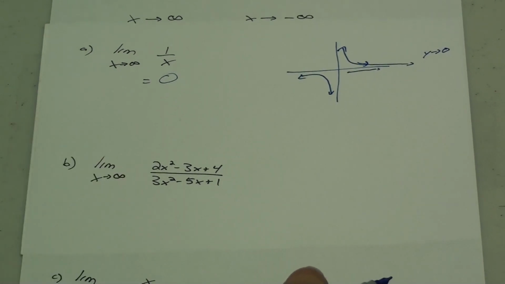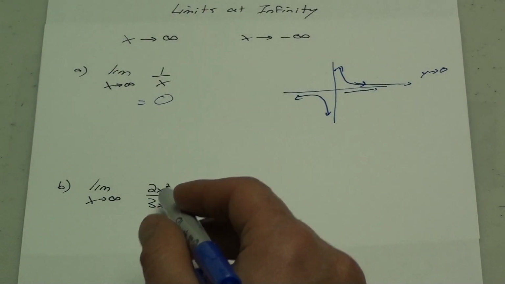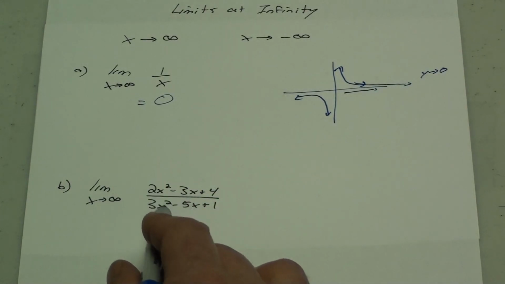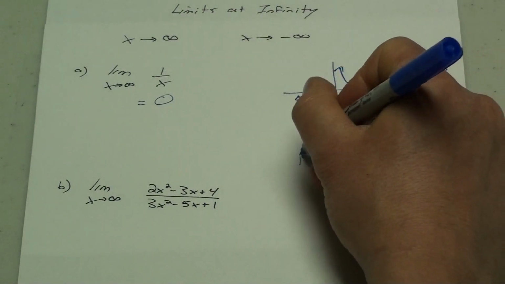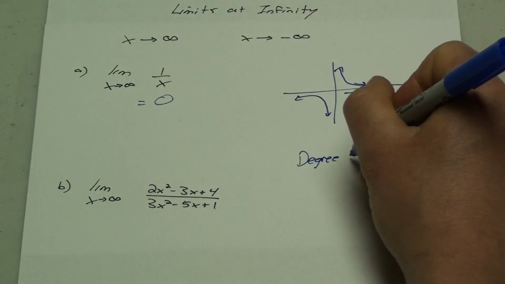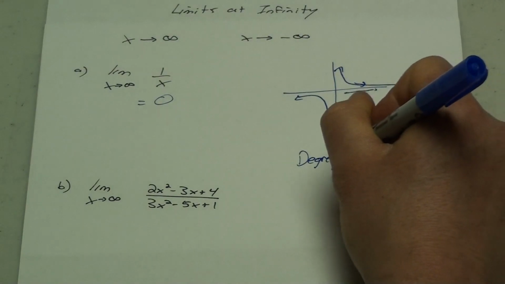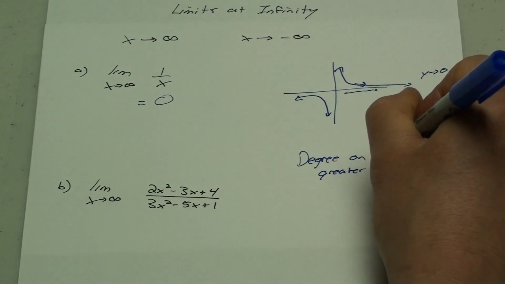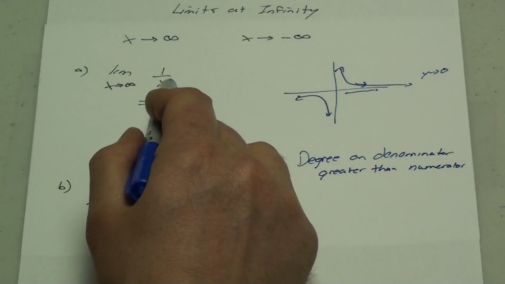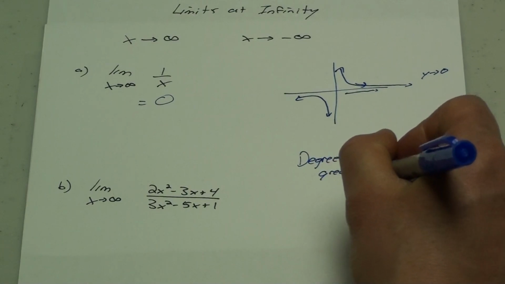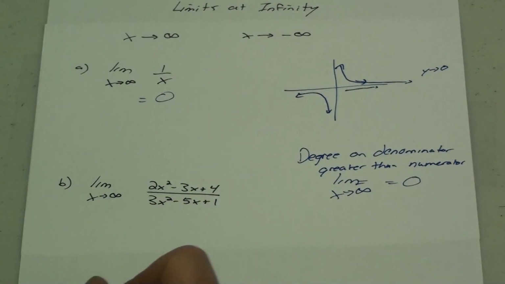Sometimes you might have a little bit harder ones to graph. So fortunately, there's some rules I can follow. If I look at the degrees, so the highest exponent of the terms, if my degree on the denominator is greater than the numerator, so for example, in the first one here, I have degree 1 over degree 0, the limit as x approaches infinity is going to equal 0.